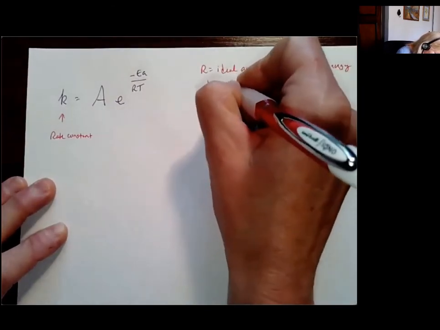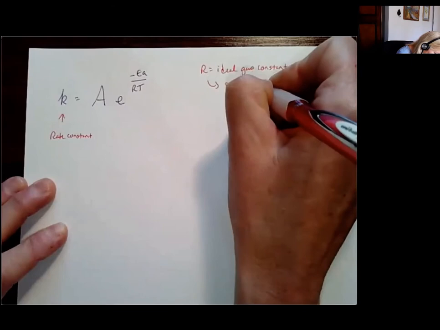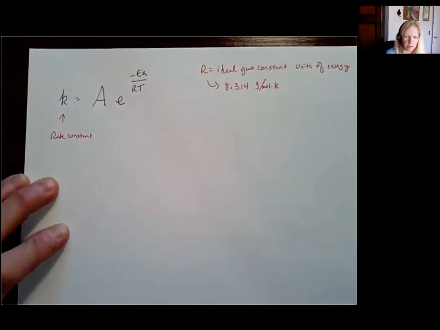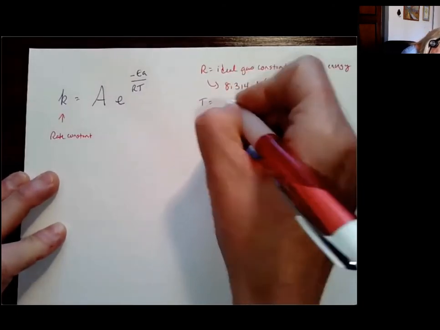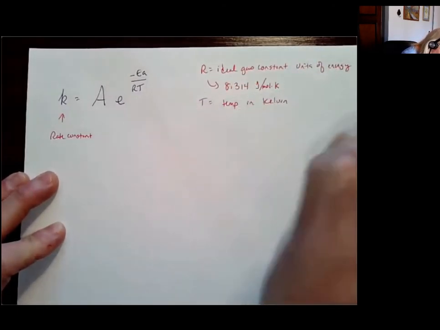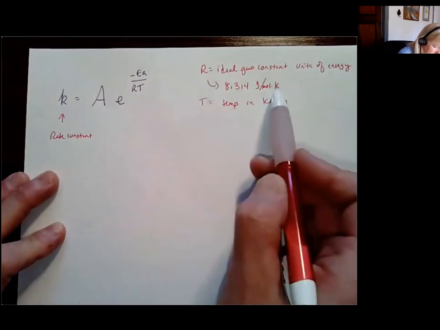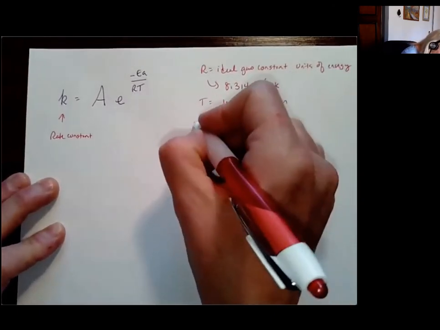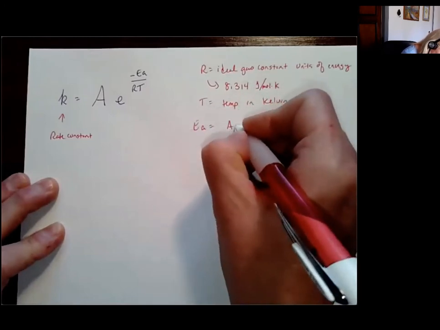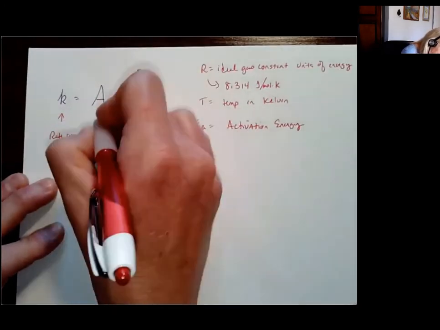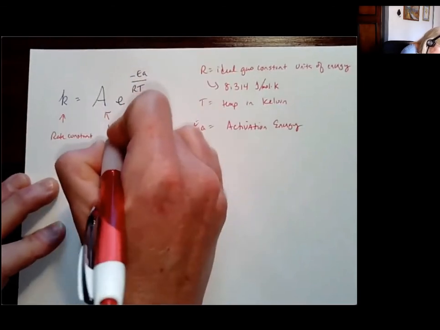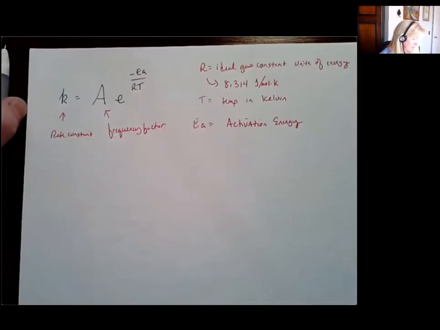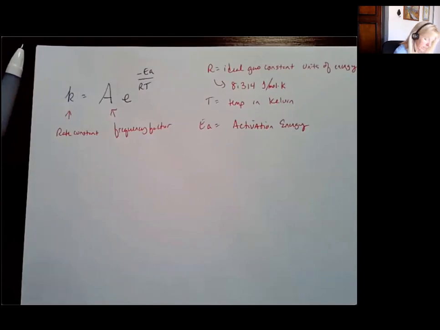It is 8.314 joules per mole K. So that's my value for R. T is my temperature in Kelvin. So when I multiply T times R, my kelvins are going to cancel out and I'll be left with joules per mole. My Ea is a new term. This is called the activation energy. And then this big A here is called the frequency factor. So those are components of the Arrhenius equation. This whole thing here is often called the exponential factor.